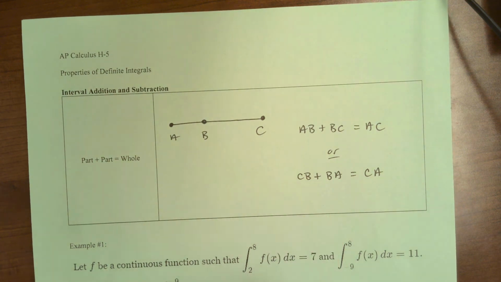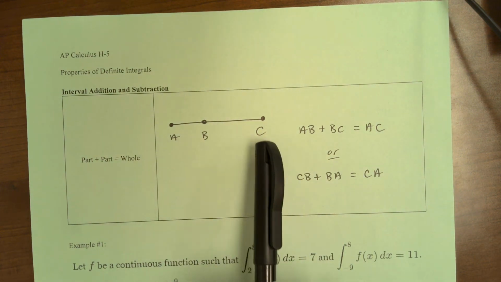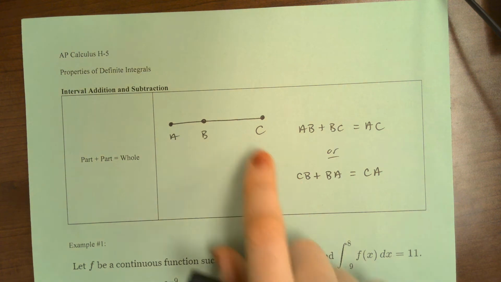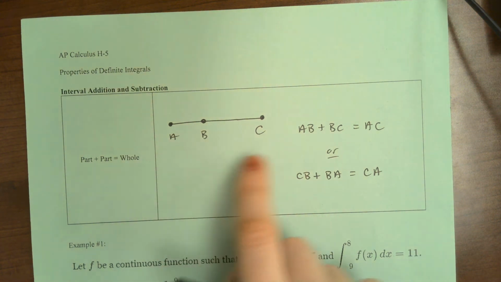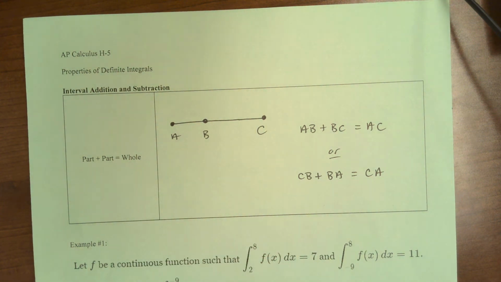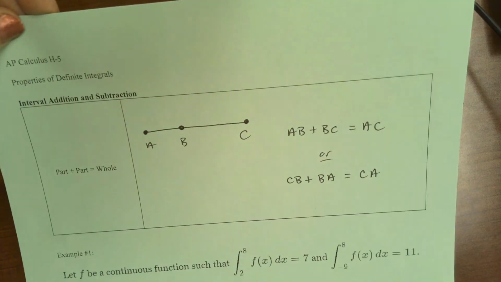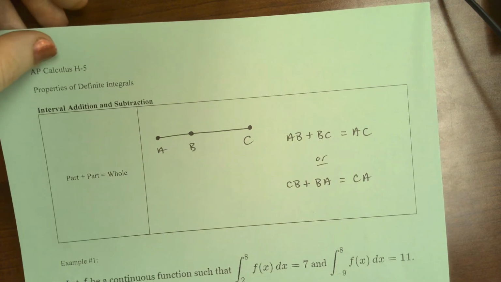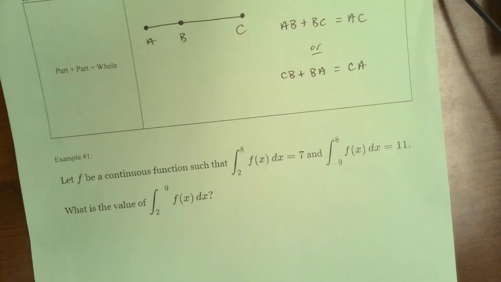Another way of looking at it is, so that was going from left to right. You could also look at it from right to left. So C to B plus B to A makes C to A. Okay. And looking at it backwards and forwards is helpful with this concept of integration.